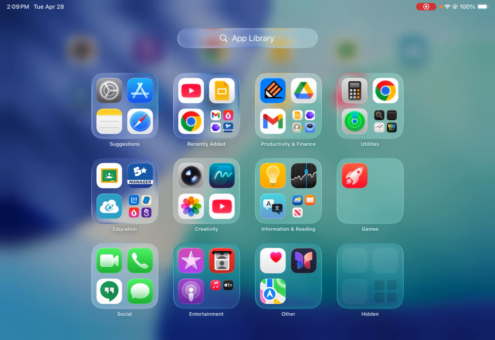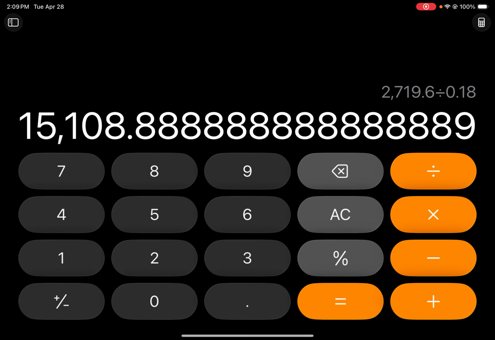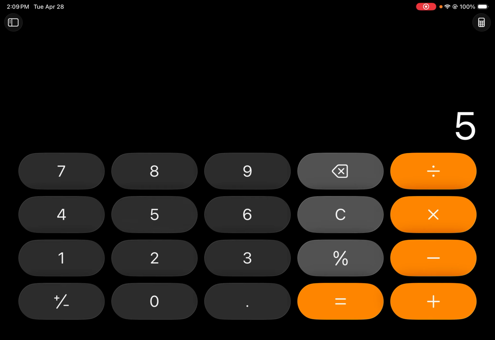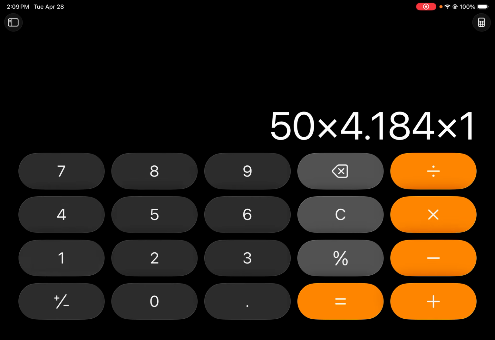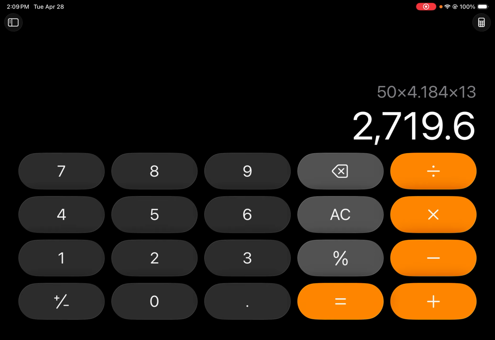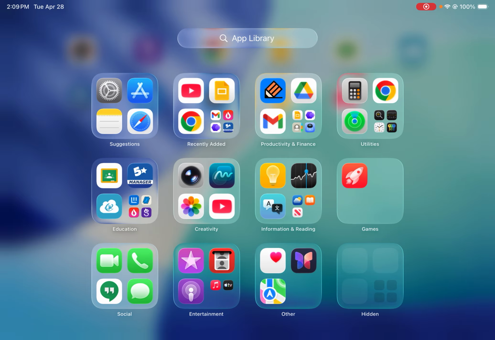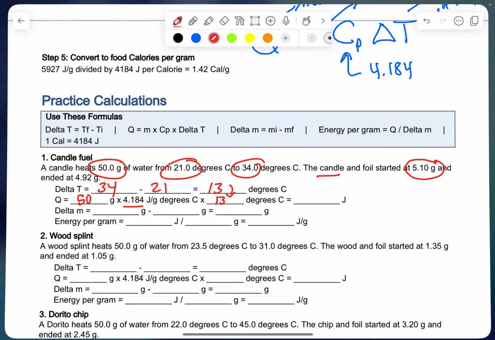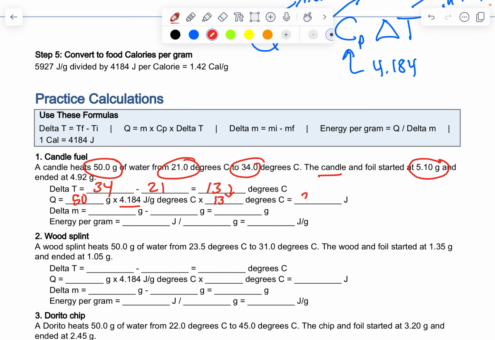let's grab the calculator. That's going to be 50 grams of water times the specific heat of water times the change in temperature, 13 degrees. So that's 2,000, and if we round, 2,720. So let's go back. 2,720 joules. That's a unit of energy.